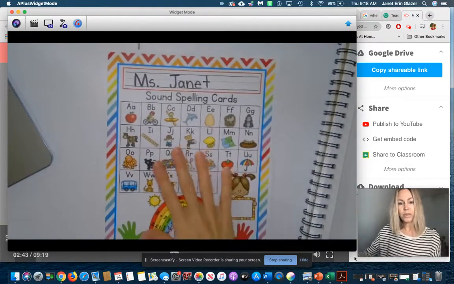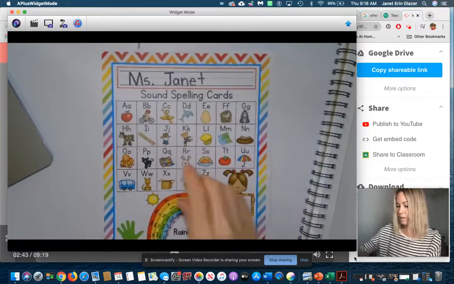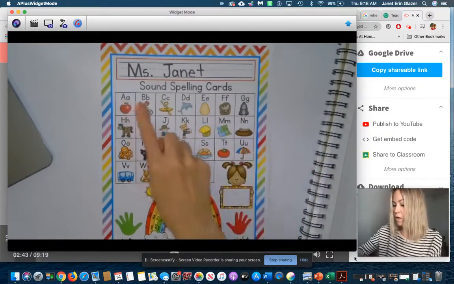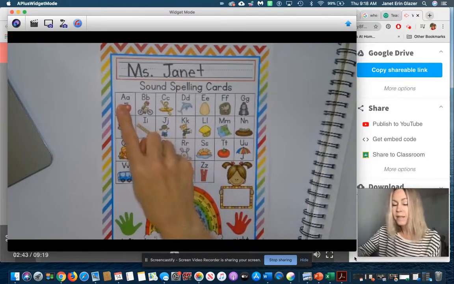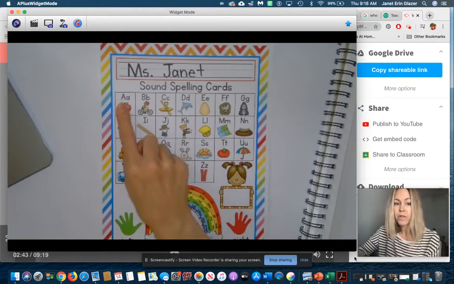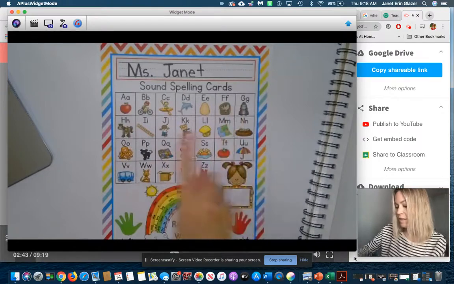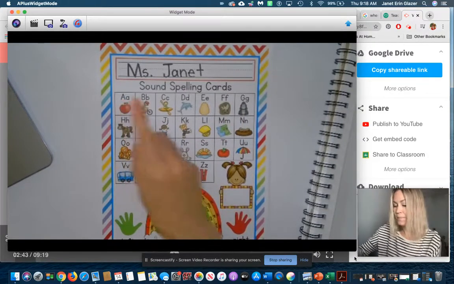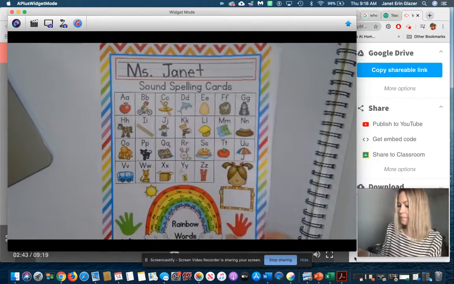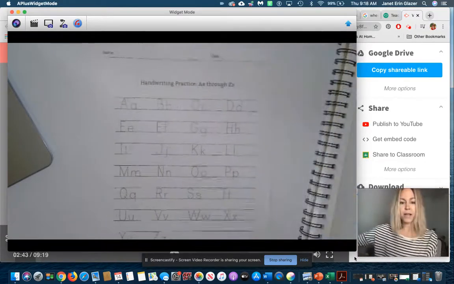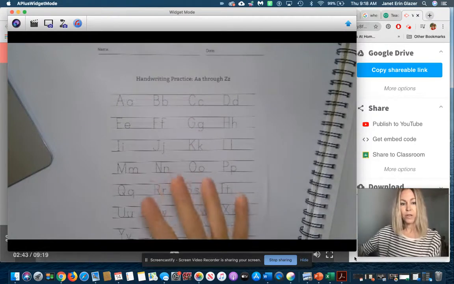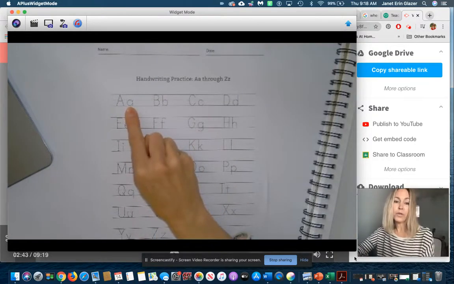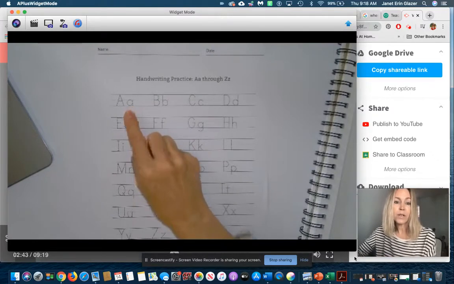So I am going to attach this. So you could either print it out or you can just write it on your own or look at it on the screen to see and remind yourself each sound spelling card has the capital first and the lowercase second. So you can use that. And I will also attach this for practice. You can either print it out and trace all the capital and lowercase letters, or you could use a blank piece of paper to copy them.